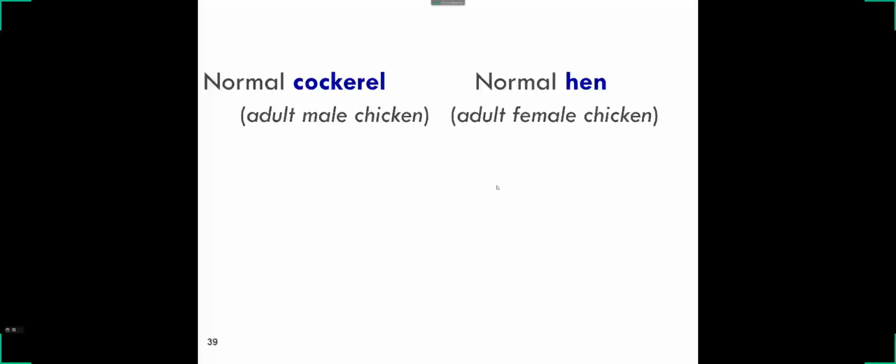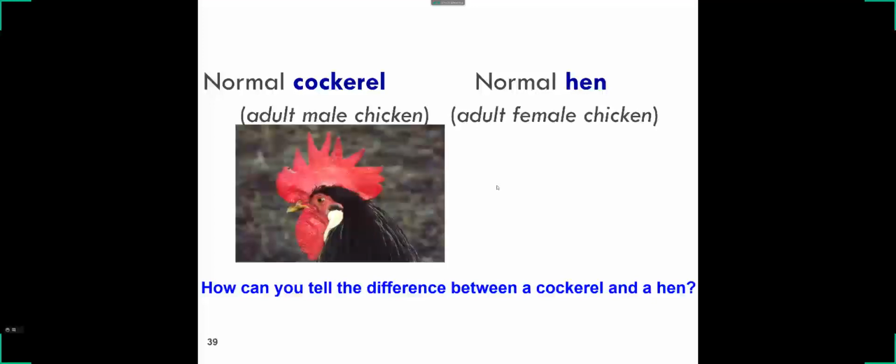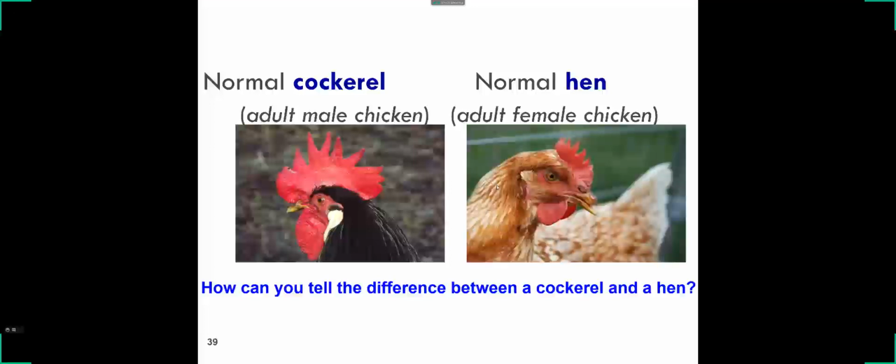So he took a normal male chicken, what we call a cockerel in English, and a normal hen, a female chicken. For any of you who have ever been around chickens, it can be difficult to tell the difference between a cockerel and a hen when they're young. As they get older, it's easier, but it obviously becomes important. So how do you tell the difference?